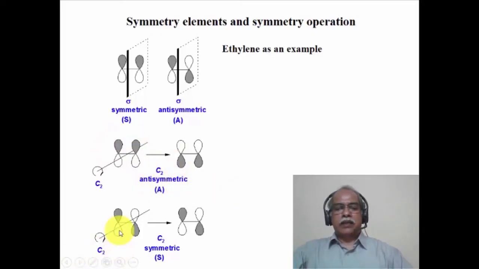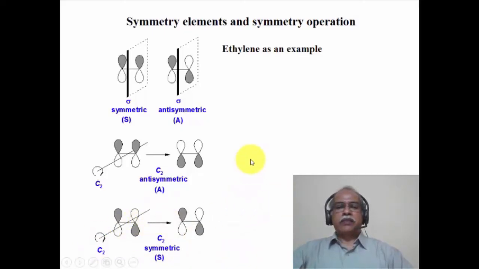On the other hand, if we consider the pi star molecular orbital of ethylene, with respect to the C2 axis of rotation, this is essentially regenerated here. In other words, this lobe here becomes this lobe here by a C2 axis of rotation. So this operation, namely the C2 operation, regenerates the original picture. So with respect to the C2 axis of rotation, the pi star molecular orbital of ethylene is symmetric.